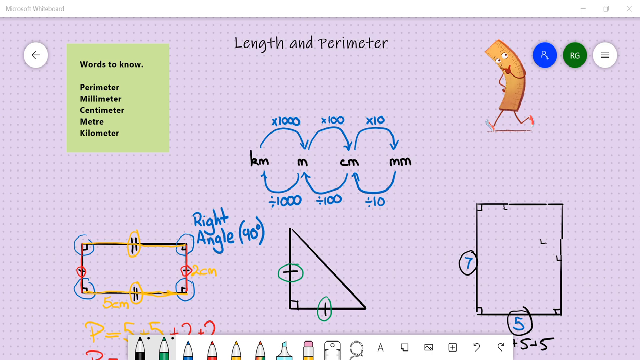Hopefully that's given you a very quick introduction to length and perimeter. Just remember that perimeter is the outside of a shape, and you need to remember how to do those conversions, because sometimes you might be given that one length is in meters, but another side might be in centimeters.